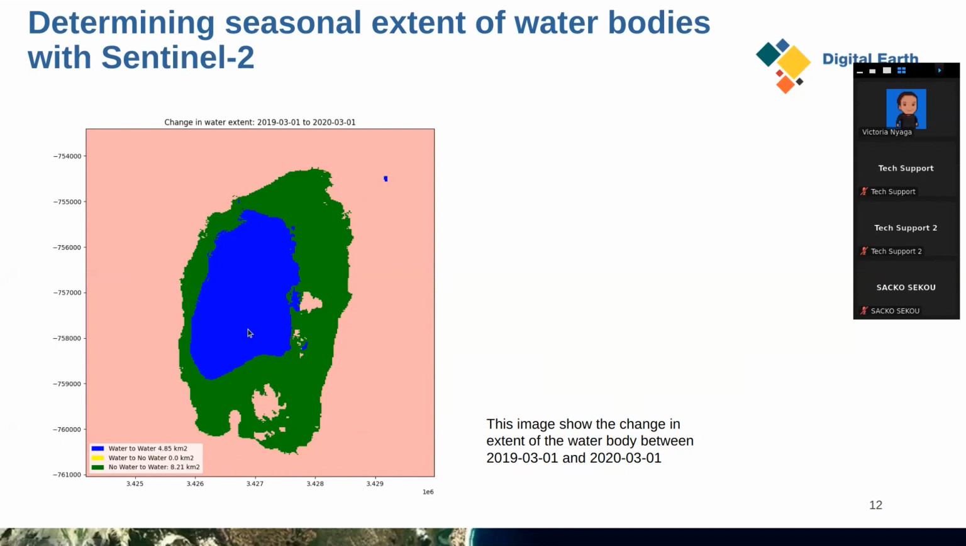So again, pixels that remained as water are indicated in blue. Pixels that changed from no water to water between March 2019 and March 2020 are indicated as green. And then we also have the pixels in yellow. They're very small. I hope you can still see them on screen where I'm pointing with my mouse. These are pixels that changed from water to no water.